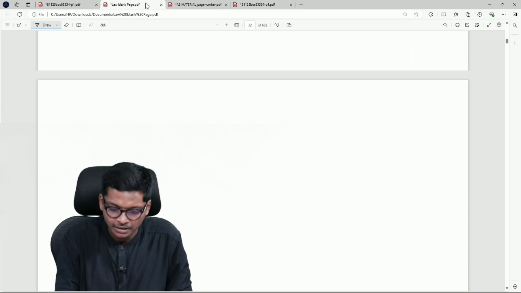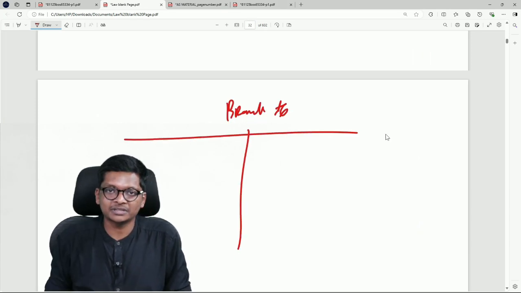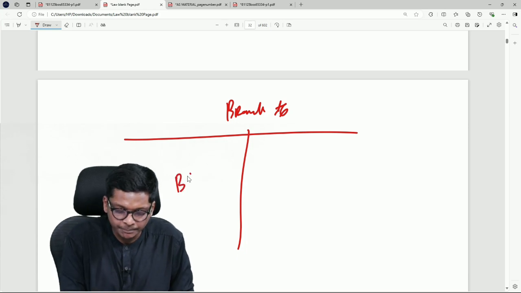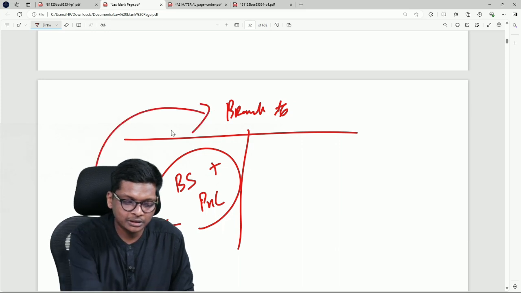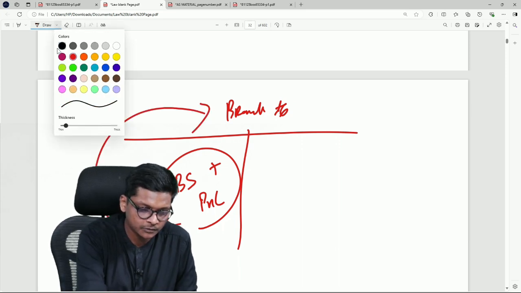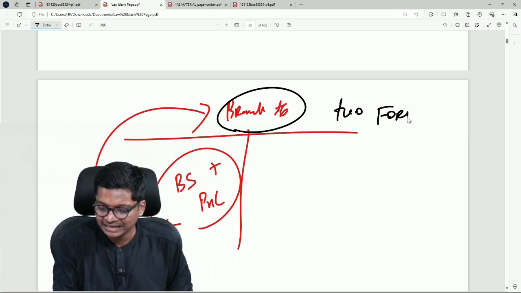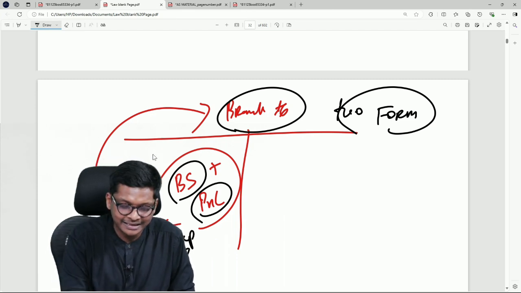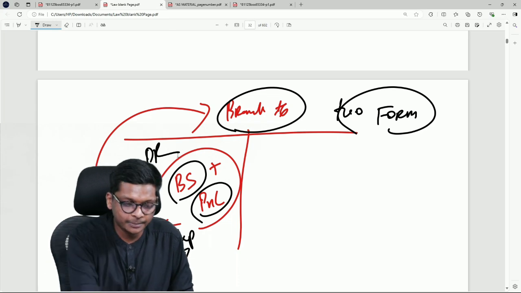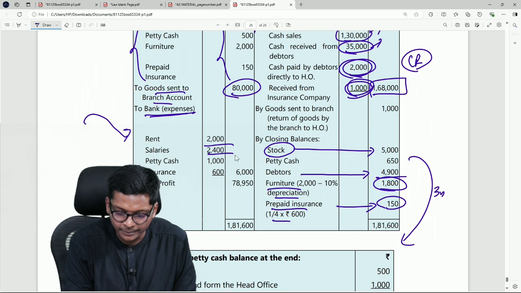Remember guys, branch account takes two forms. It is both balance sheet and P&L in the same account. I am again repeating guys. Branch account takes two forms. It reflects balance sheet and P&L in the same thing. So expense also will come on debit side. Any asset also will come on the debit side. That is why here rent and salaries 2,000 and 2,400 is coming on this side.